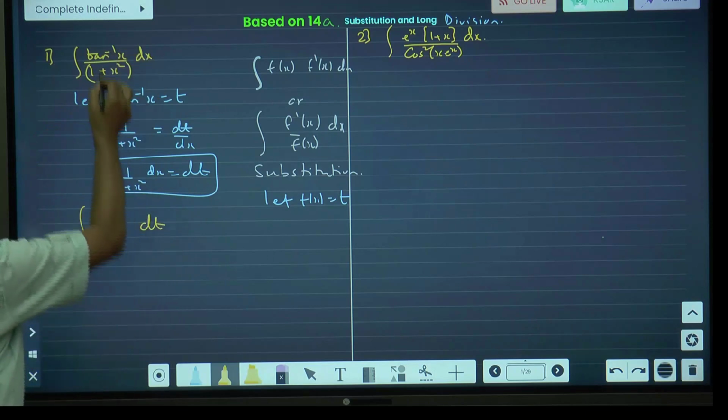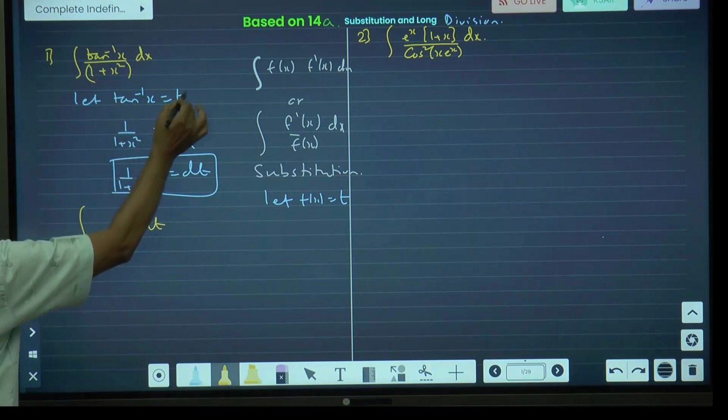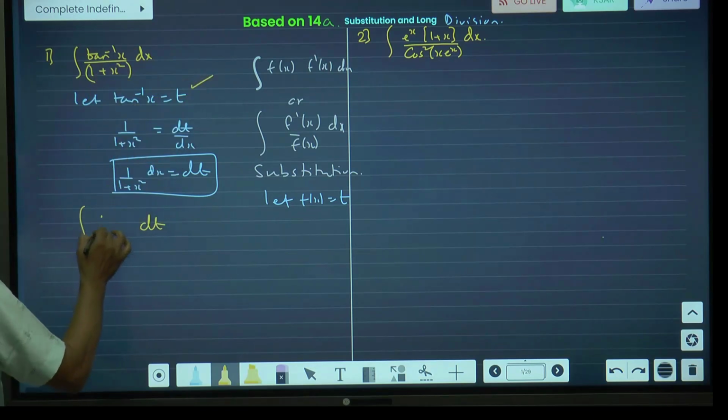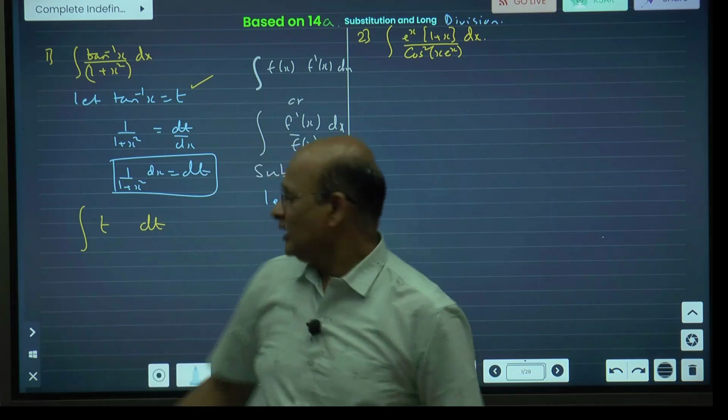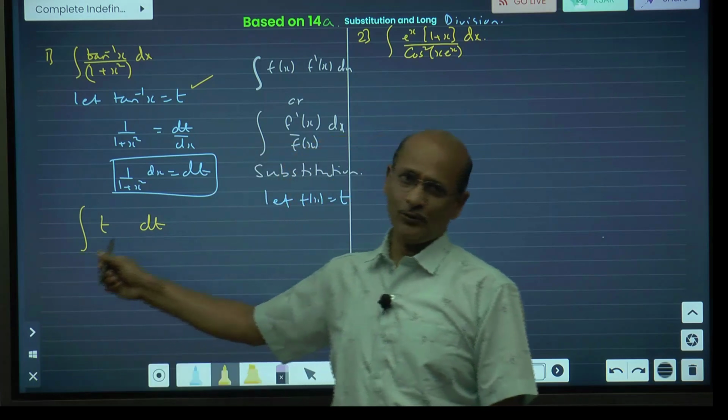Okay, great. What is left out? Tan inverse x. And what is tan inverse x, guys? That is t. So I think with this integrand and this integrand, which is the better and easier way to integrate? Definitely, without any doubt, the second one.